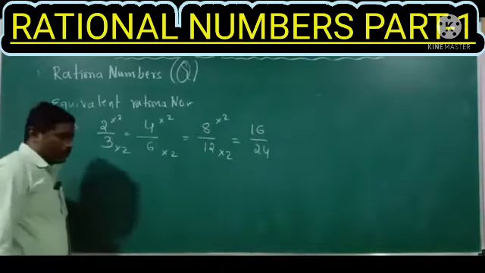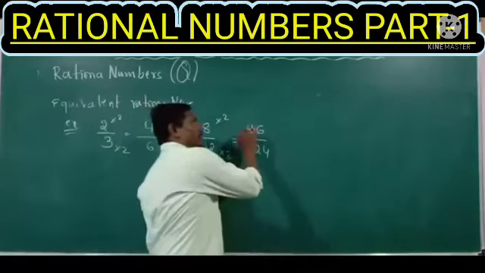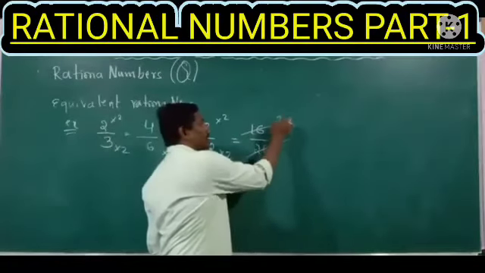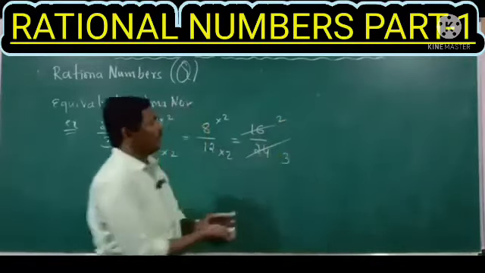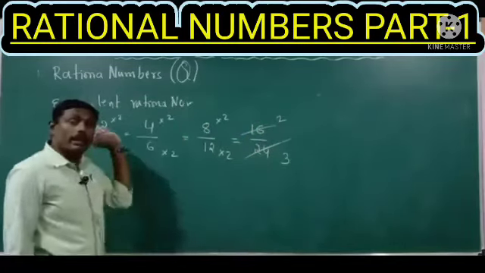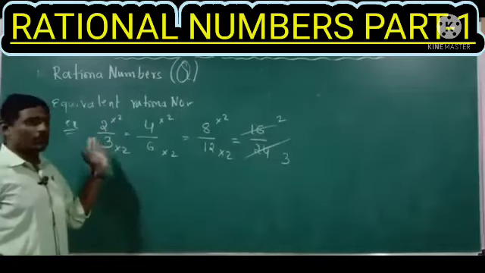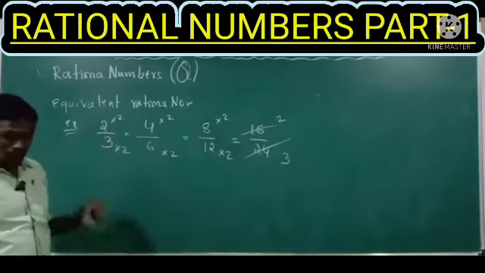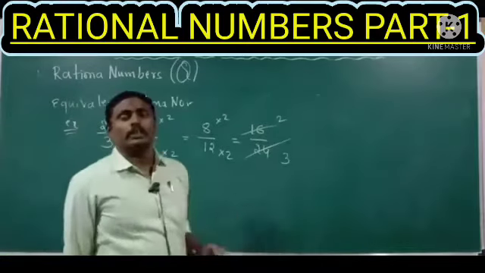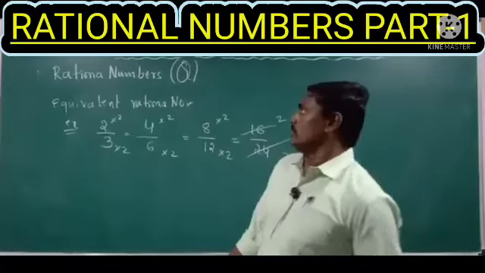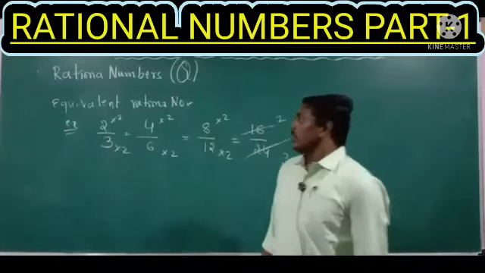Okay. If I divide these by 8, 8 2s are 16, 8 3s are 24. What are we getting here? 2 by 3. What did we take initially? 2 by 3 only, no? So these types of numbers are called equivalent rational numbers, right?